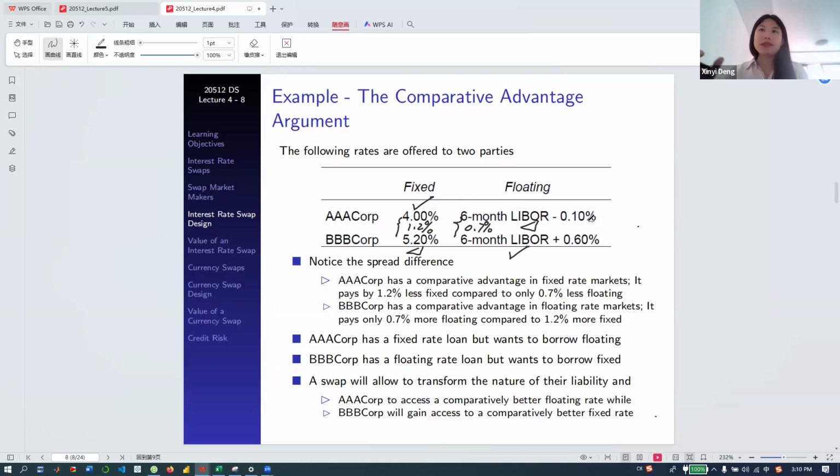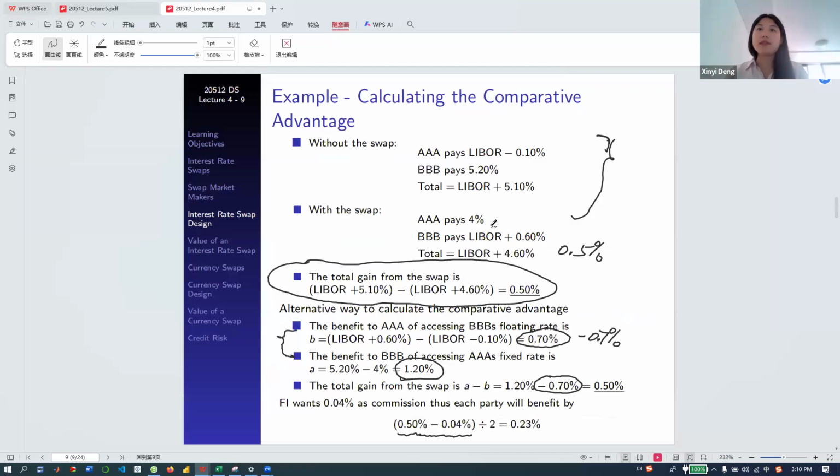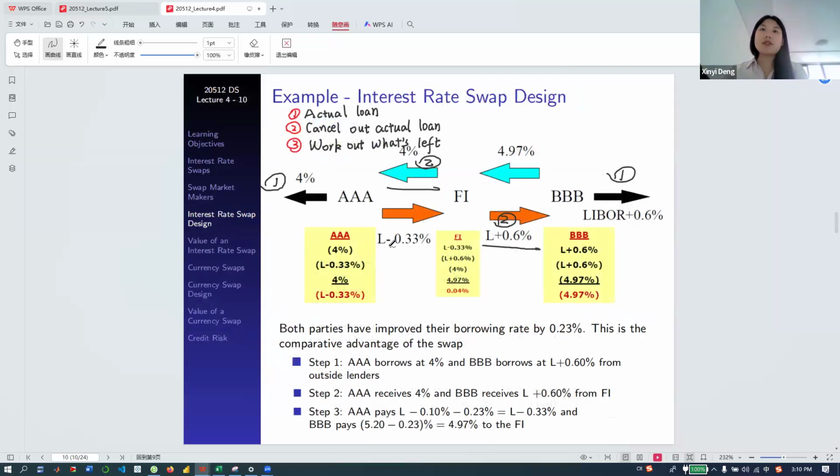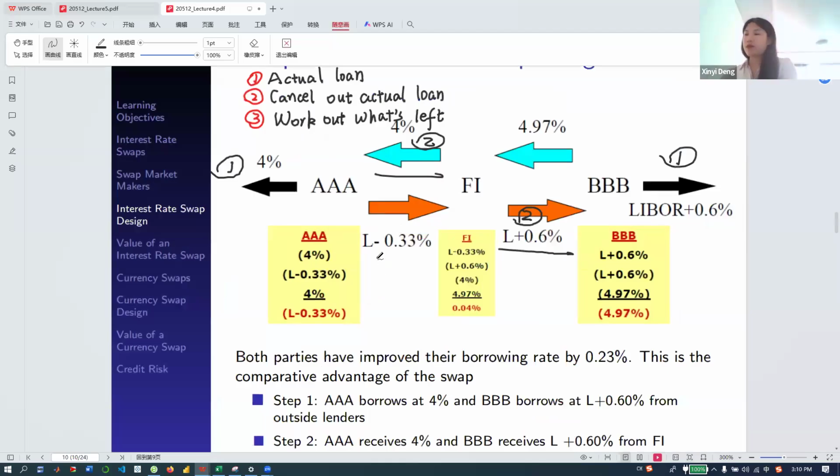And by entering into the swap, they are going to generate some gains. So instead of borrowing at this rate, they are going to borrow at a cheaper rate. And basically that cheaper rate will just be their actual rate in the floating rate market, which was LIBOR minus 0.1%.